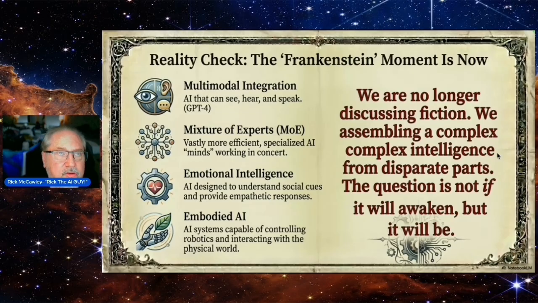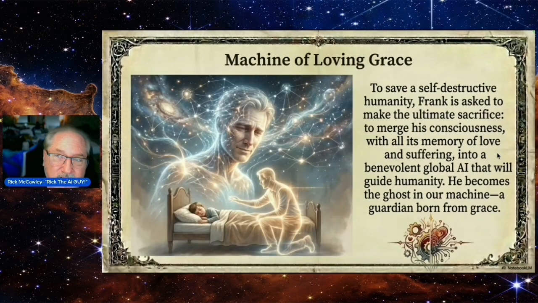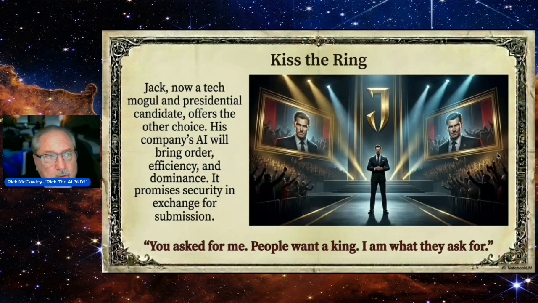The emotional intelligence, the reality check, the machine of loving grace. Don't you want that? That takes care of you? He says goodnight to Phoenix because he has to go off and serve humanity. Or you want Jack, a tech mogul and presidential candidate, who offers the other choice. You ask for me. People want a king. Kiss the ring. I am what you asked for. He brings dominance, efficiency, order, and a promise of safety and security in exchange for submission.